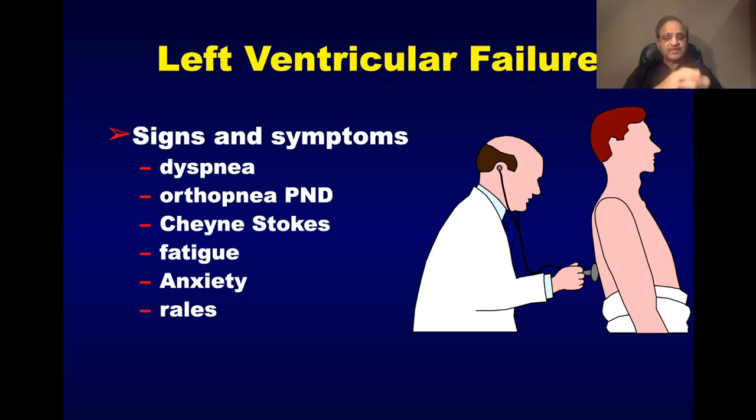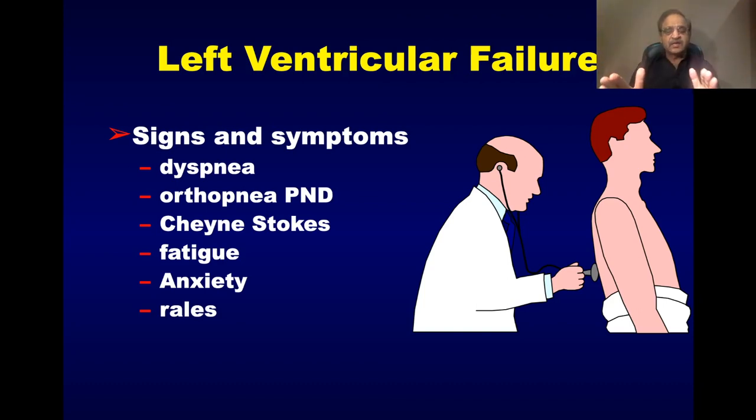The symptom of left ventricular failure is, of course, dyspnea, which is breathlessness. Dyspnea is then classified according to its severity. Dyspnea at ordinary activity is NYHA class 2, dyspnea at minimum activity is NYHA class 3, and dyspnea at rest is NYHA class 4, which is the more severe form of dyspnea.